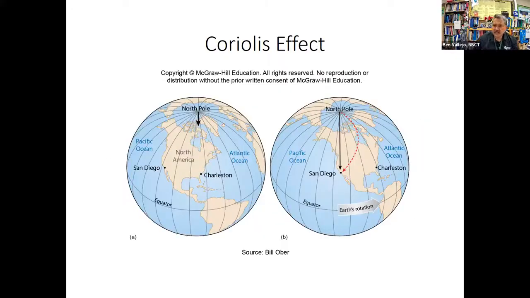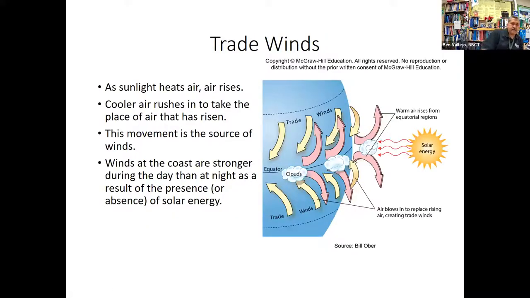Here's another picture showing you the Coriolis effect. This is going from the North Pole down to San Diego. If you were trying to move down that way, you'd have to fly this way because of the constant rotation of the Earth. Now, this also causes the trade winds and the westerlies and the easterlies. And so it's a three-dimensional thing.